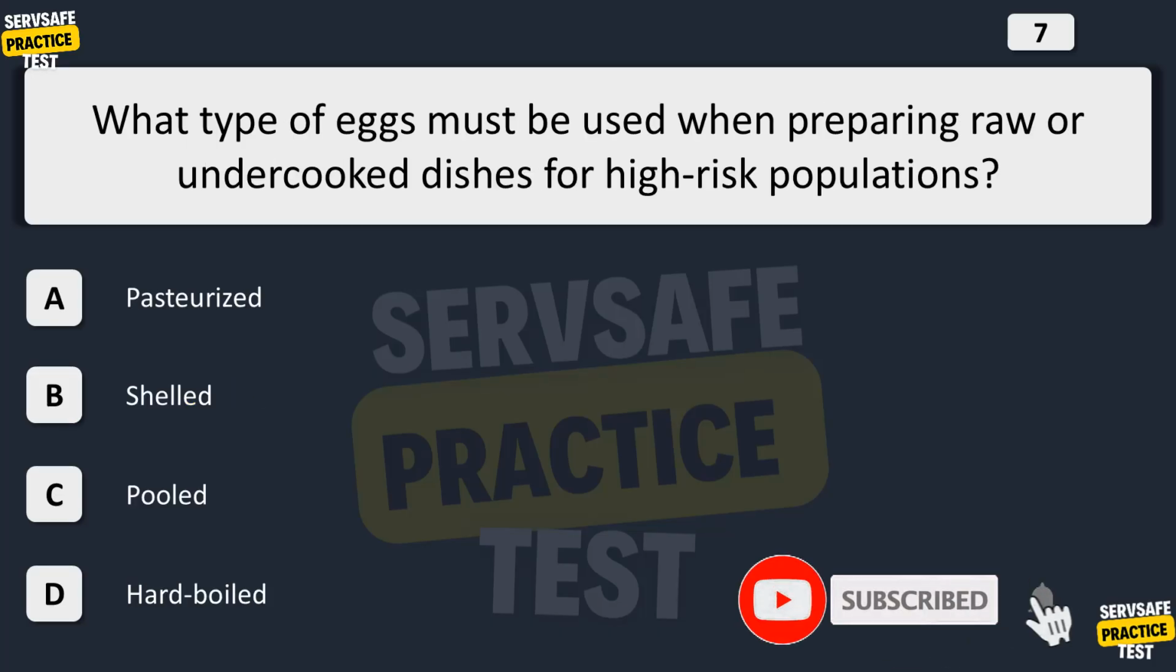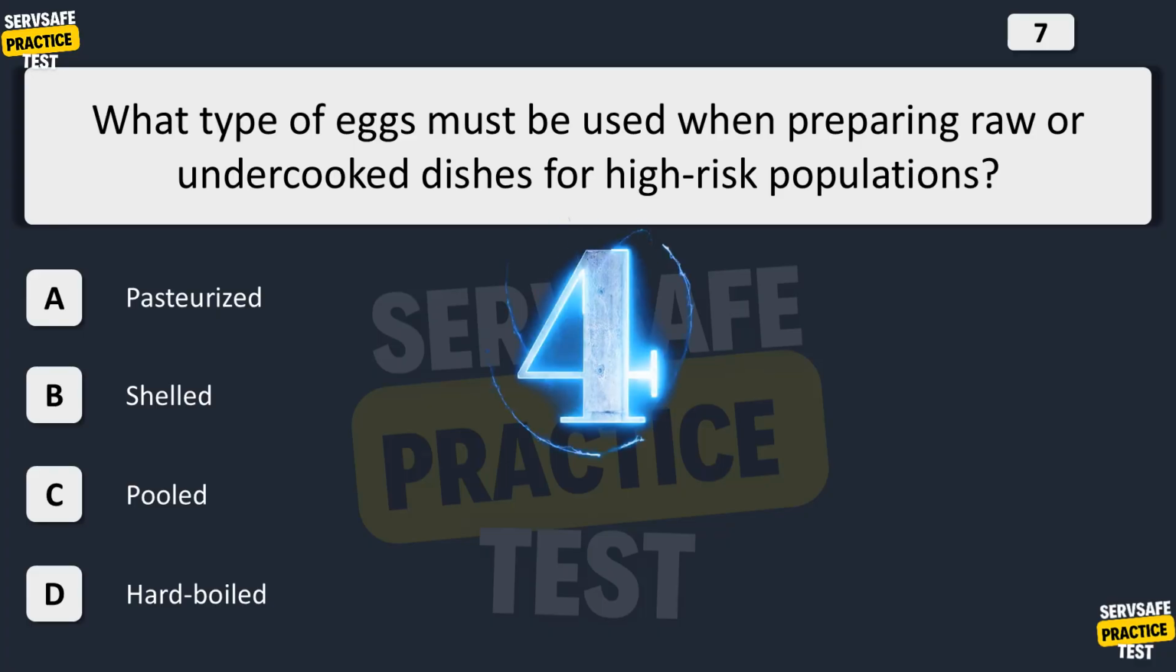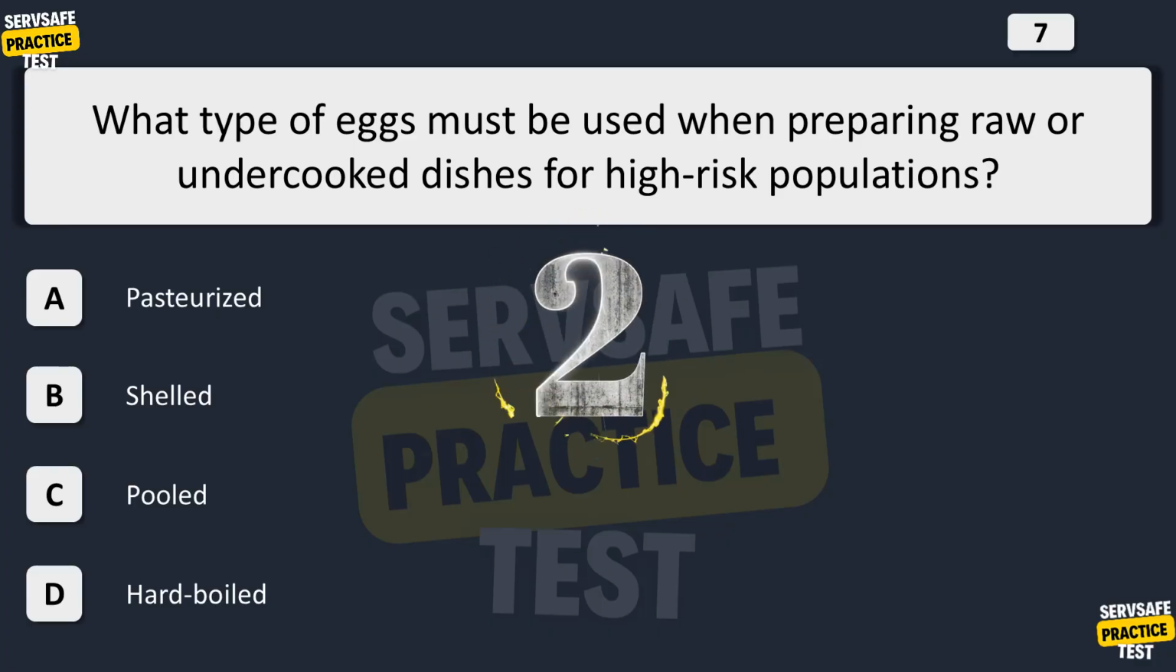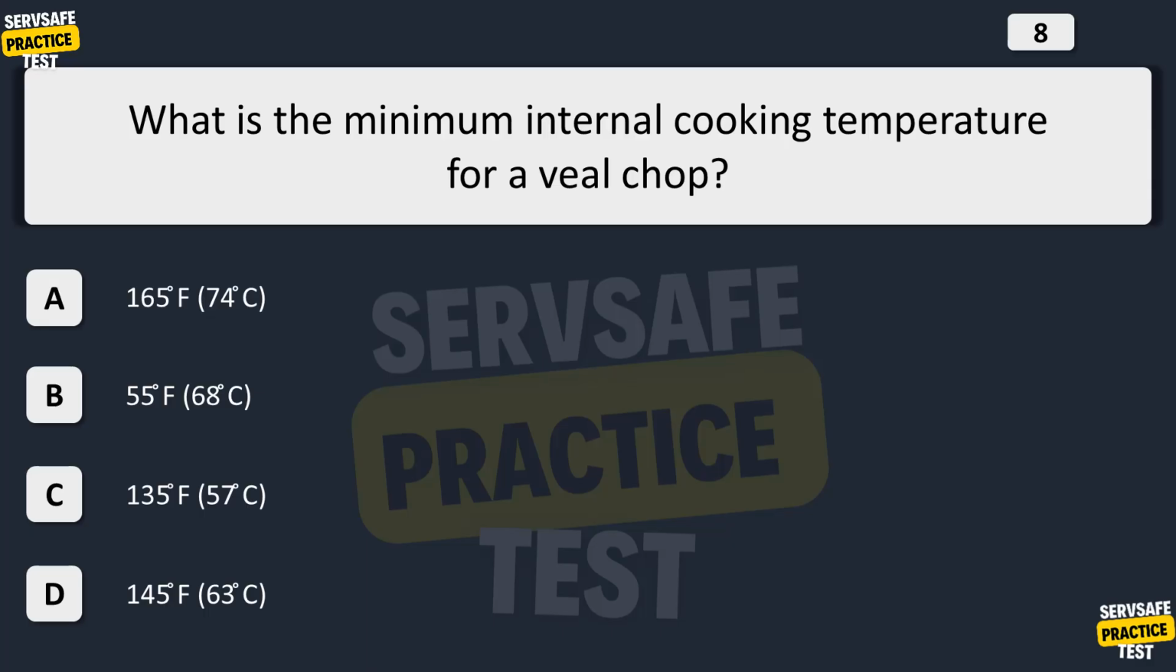What type of eggs must be used when preparing raw or undercooked dishes for high-risk populations? A. Pasteurized. B. Shelled. C. Pooled. D. Hard-boiled. The correct answer is A. Pasteurized.